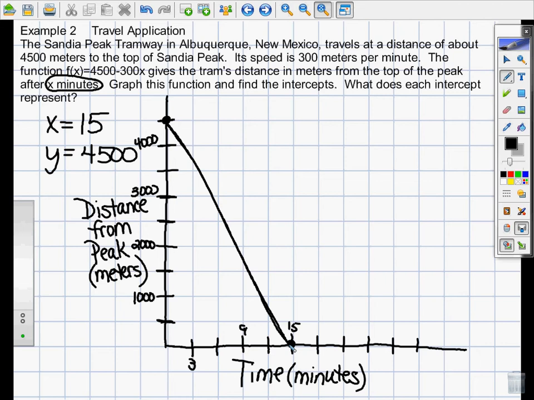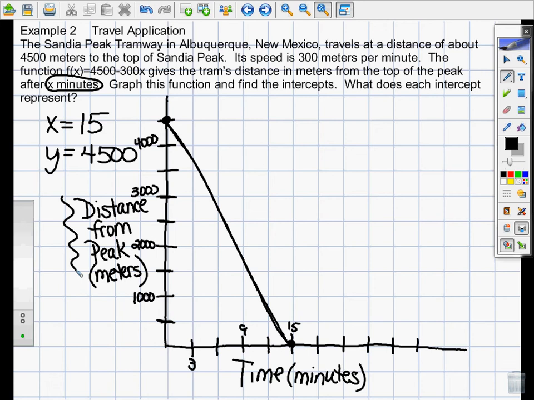That is not what is happening here. We are at the bottom of the mountain trying to go up. And so this is how far away from the peak we are. And that's going to help us in our interpretation of the x-intercept and the y-intercept.